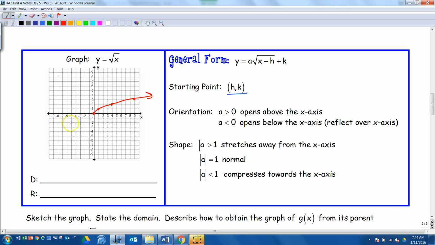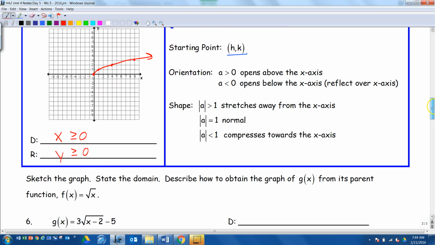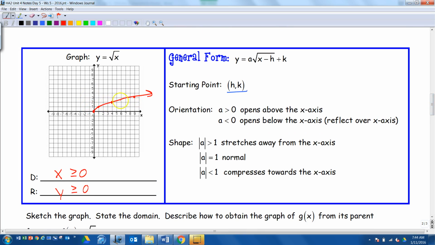Notice how there is a domain restriction because we have a root. X has to be greater than or equal to 0. And if you look, because of that, the range will also have to be greater than or equal to 0, based on this picture. It's only positive y values. Everything else is the same. You have to be careful though. Since this is sideways, when you stretch it, you actually end up pulling it upward.